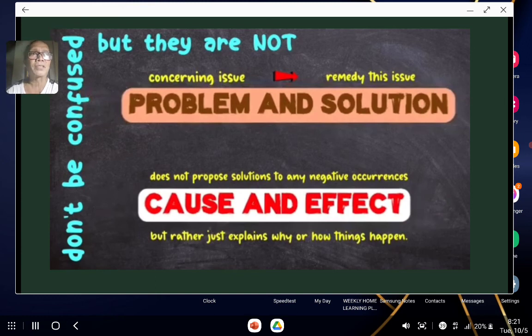But don't be confused. When we say problem, it is the concerning issue. When we say solution, it is the remedy for the issue. While the cause and effect does not propose a solution to any negative occurrences, but rather just explains why or how things happen. So those are the differences between the problem and solution and the cause and effect. Remember, the problem is the concerning issue and the remedy is the solution.